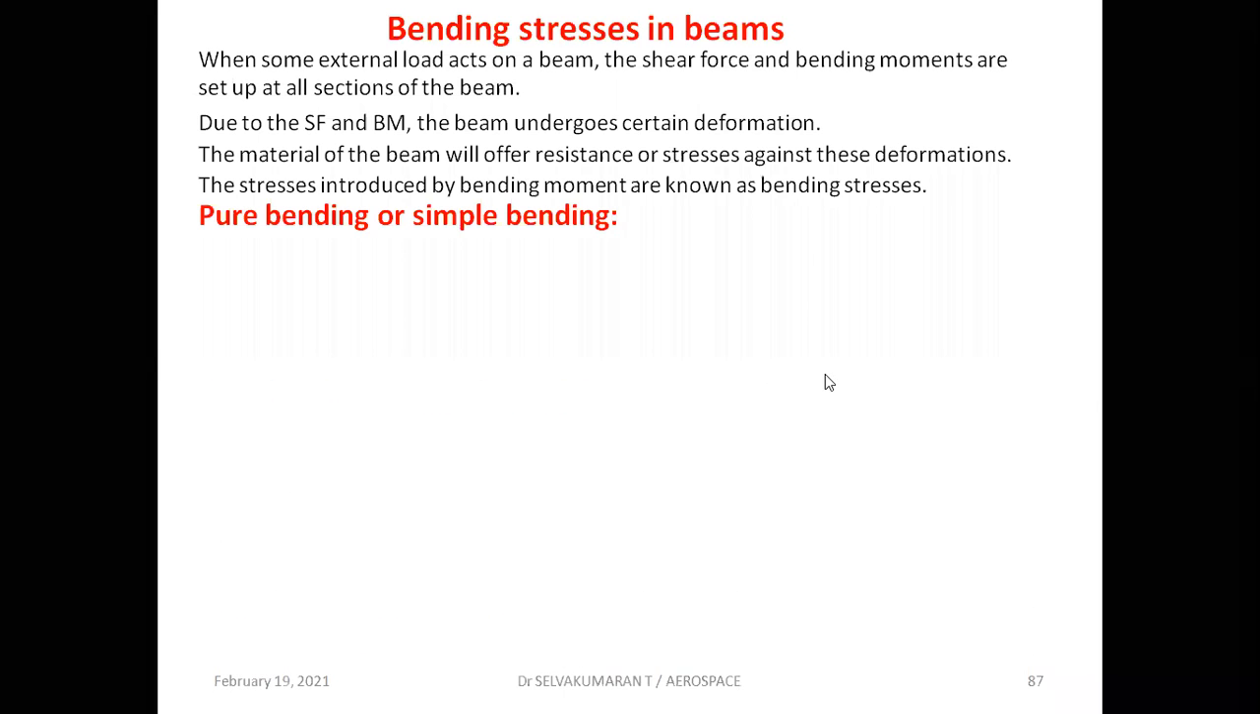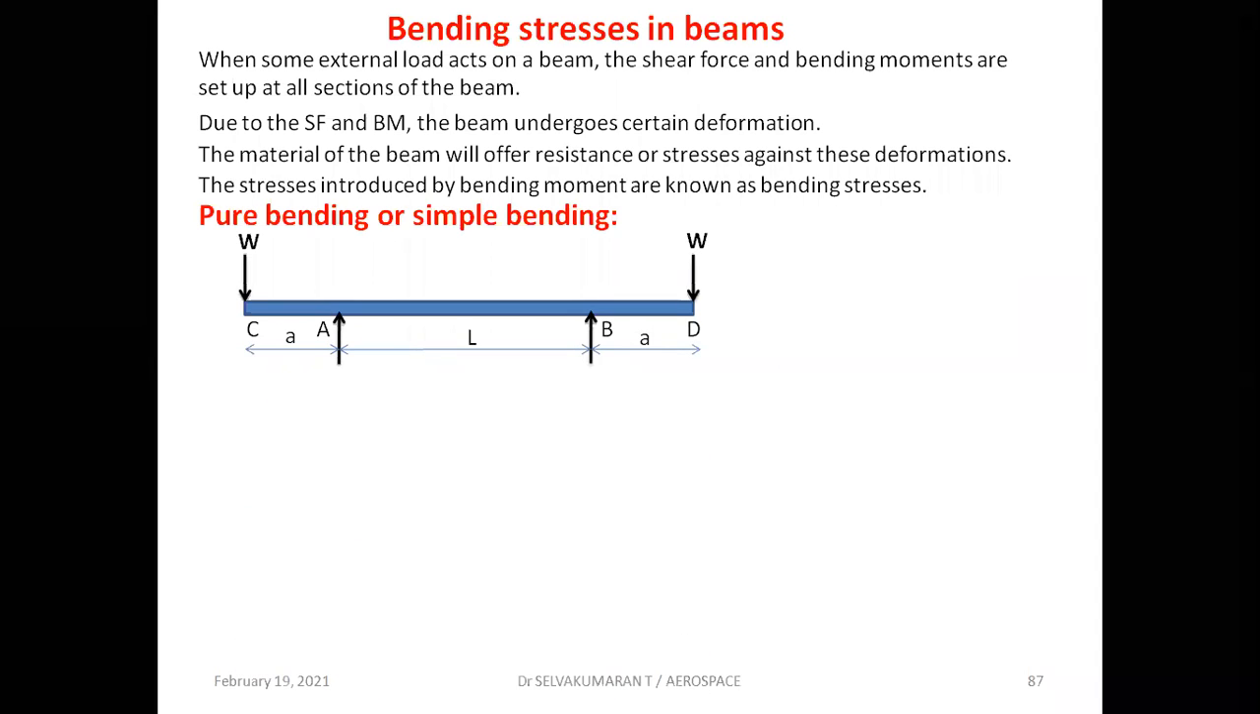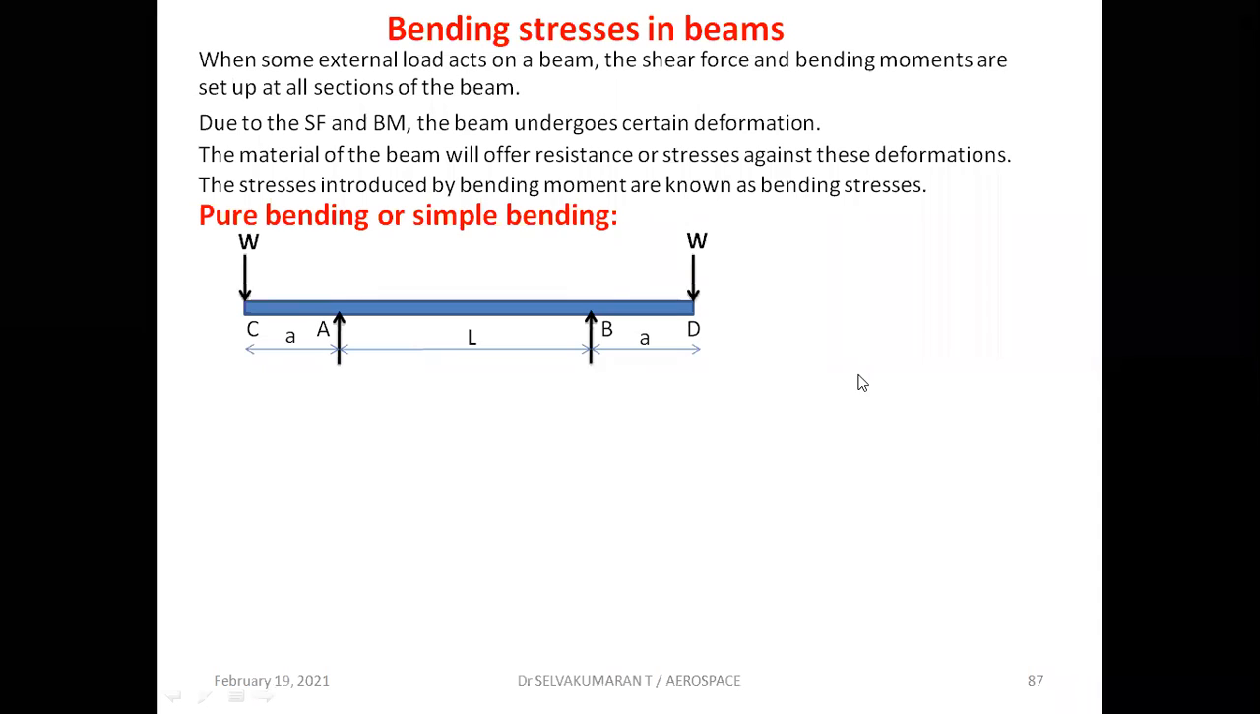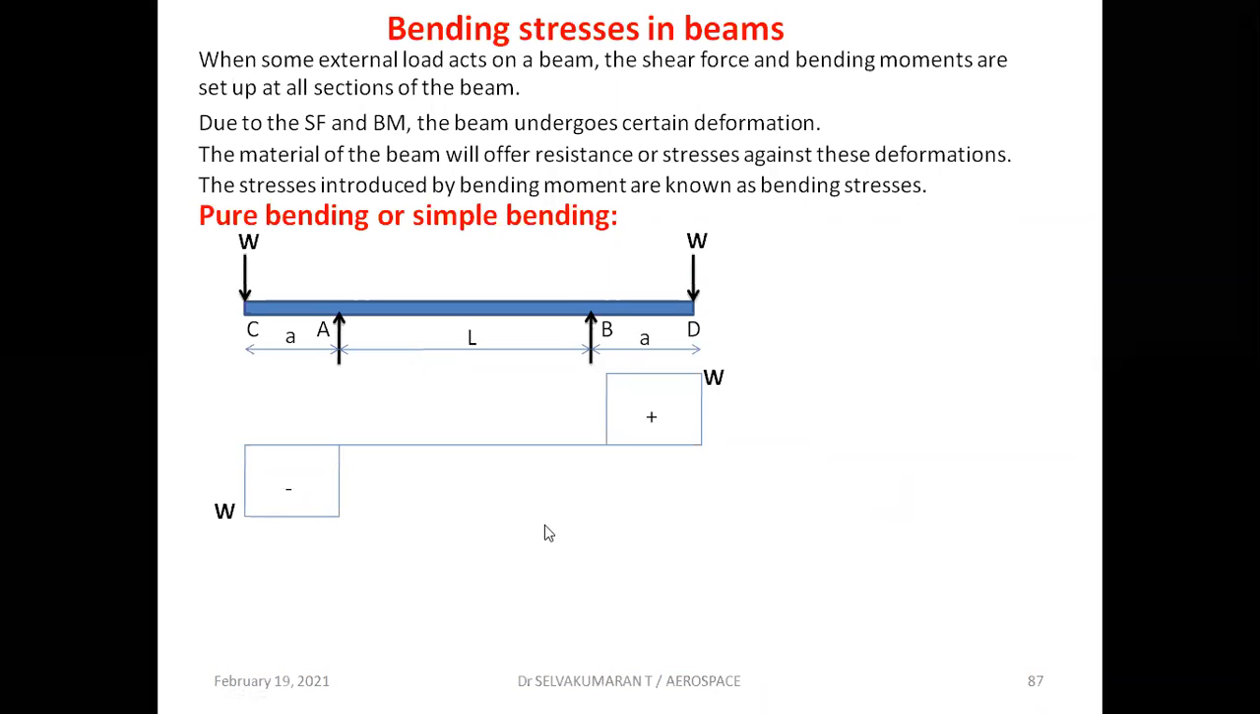Now let us see what we mean by pure bending or simple bending. Let us take an overhanging beam of equal length on either side of the support. You can see on either end a point load of W is acting. If I plot the shear force diagram, this is my shear force diagram. You could observe that for a portion of the beam of length L, between A and B, the shear force is zero, or there is no shear force.